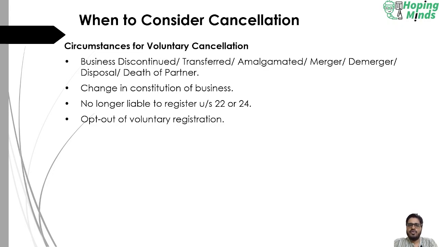Then, opt out of voluntary registration. So I have taken the registration voluntarily, that is, my turnover didn't exceed the threshold limit and I opted for the registration, but from now onwards I don't require the registration, so I can opt out of voluntary registration.